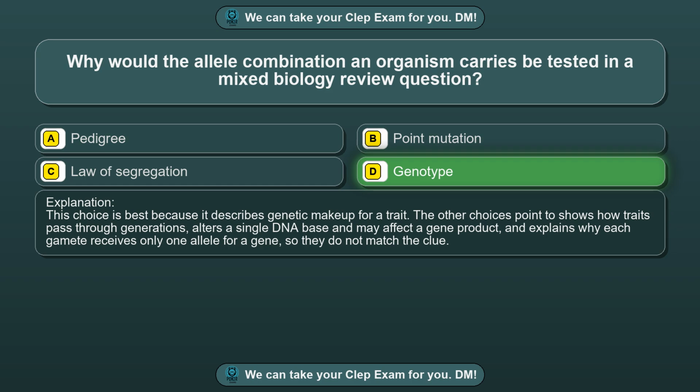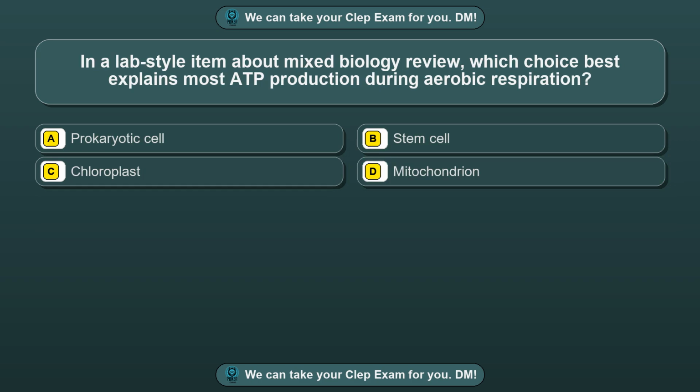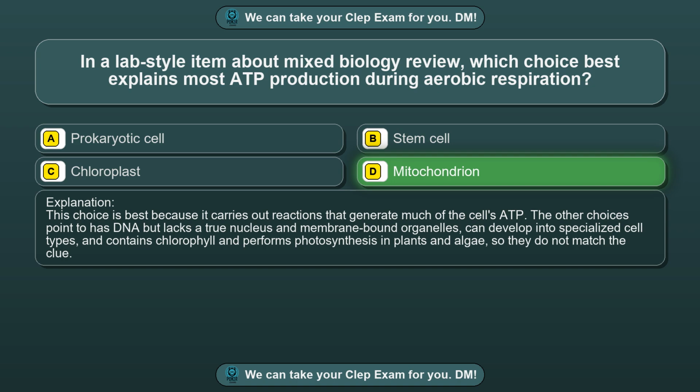Question 43. In a lab-style item about mixed biology review, which choice best explains most ADP production during aerobic respiration? Option A, prokaryotic cell. Option B, stem cell. Option C, chloroplast. Option D, mitochondrion. The correct answer is option D, mitochondrion. This choice is best because it carries out reactions that generate much of the cell's ATP. The other choices point to has DNA but lacks a true nucleus and membrane-bound organelles, can develop into specialized cell types, and contains chlorophyll and performs photosynthesis in plants and algae, so they do not match the clue.